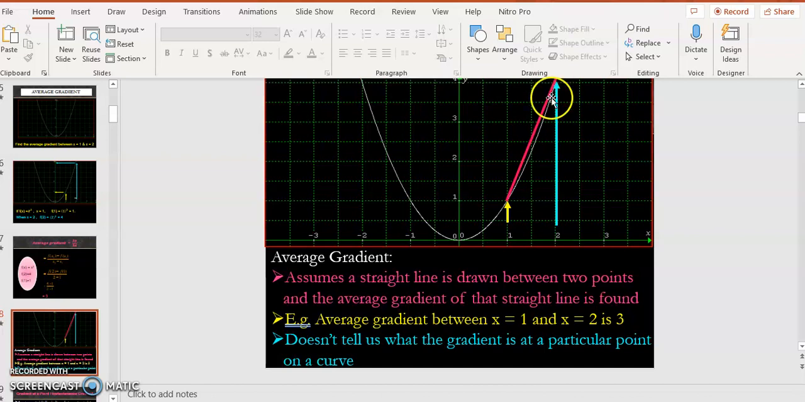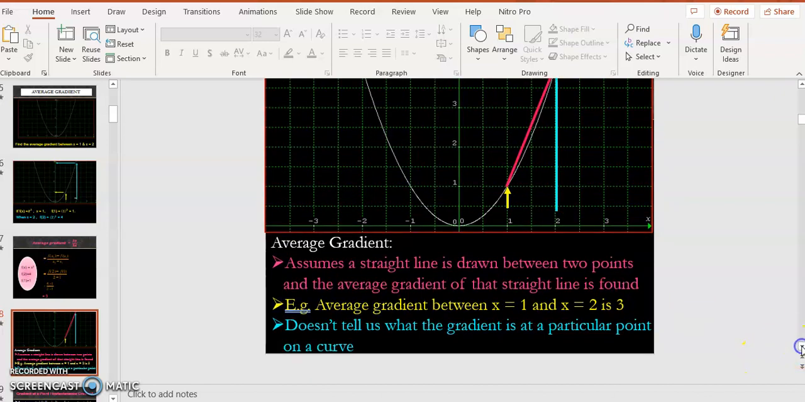All right, so the average gradient of this one, remember this line has a lot of gradients, like as I've said before. So if we draw a straight line between this, we find the gradient of this straight line. So the average gradient of this between 1 and 2 is going to be 3. It doesn't tell us what the gradient is at a particular point on the curve. It doesn't tell us the actual gradient at a particular point on the graph.